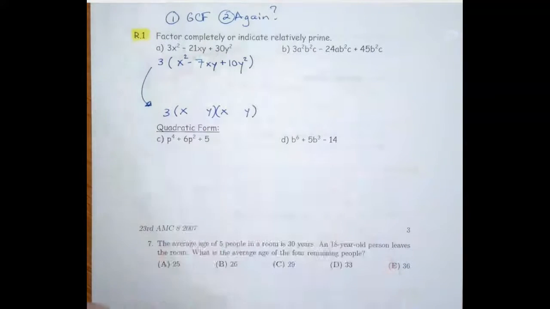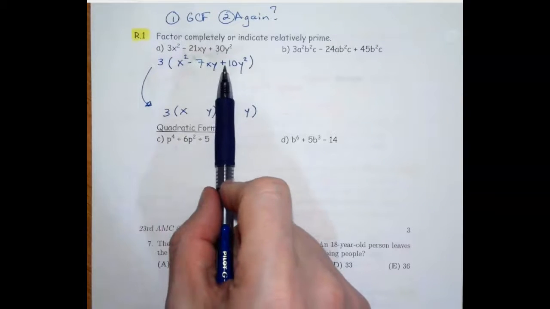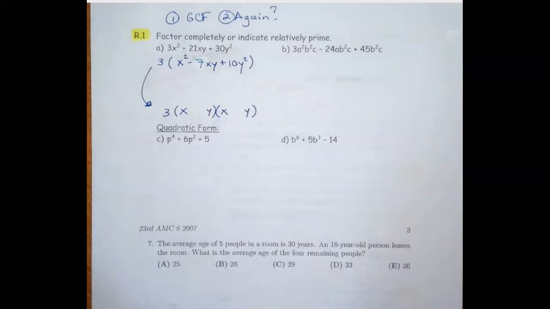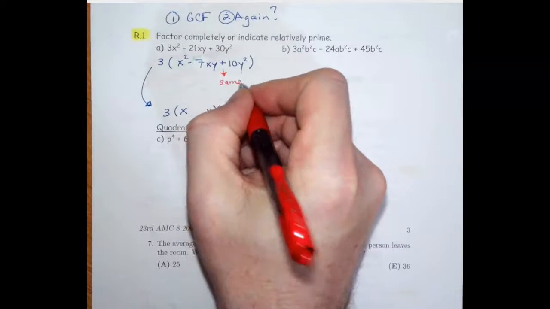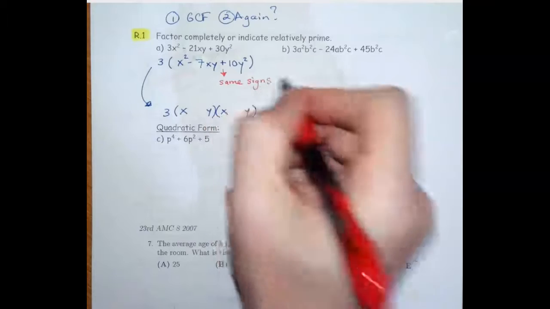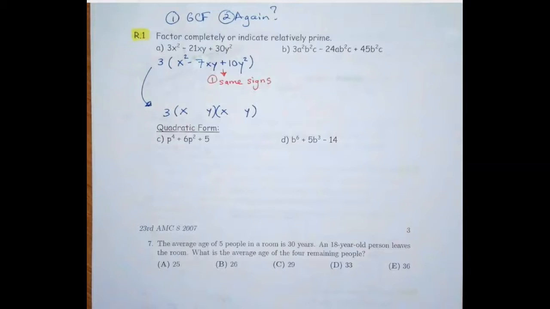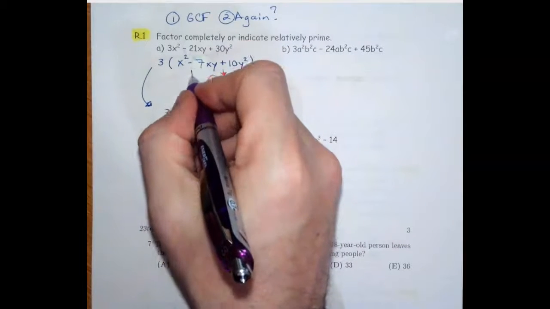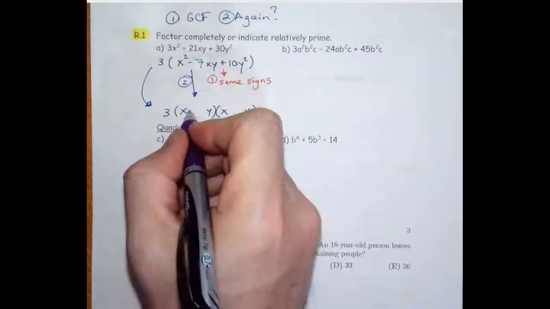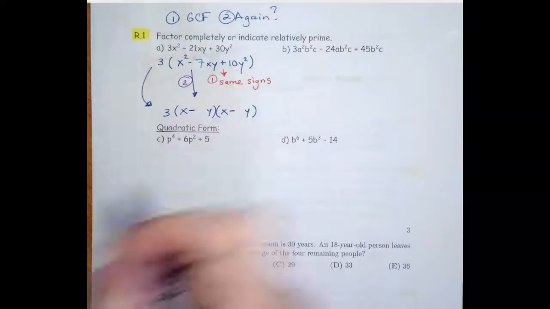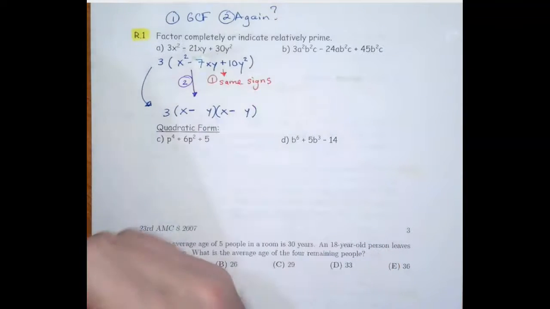Like this. Okay. So if we look, we have a positive 10 here, so that means that the signs have to be the same. And then, so number 1, same sign, and then here, number 2, they both need to be negative. So this needs to be negative, and this needs to be negative. And then finally, we want two things that multiply to give 10, but add up to 7.